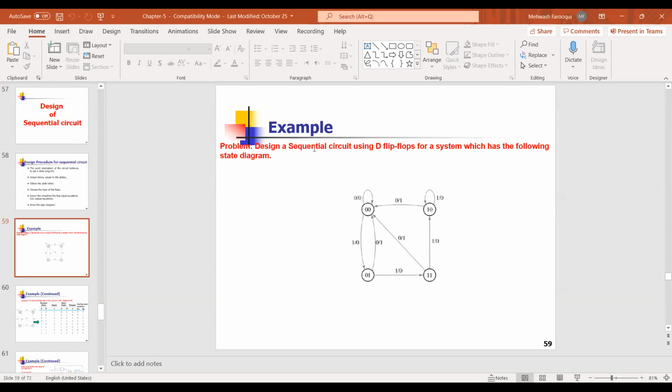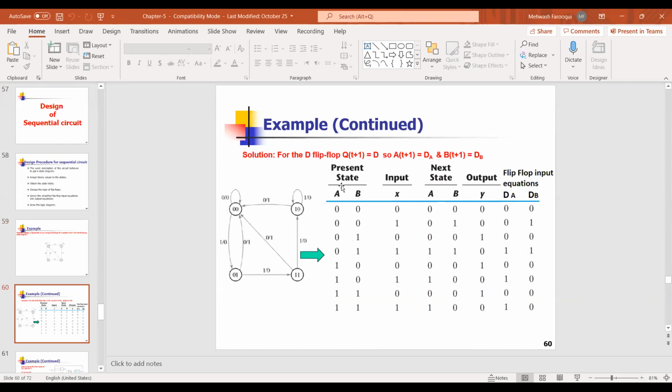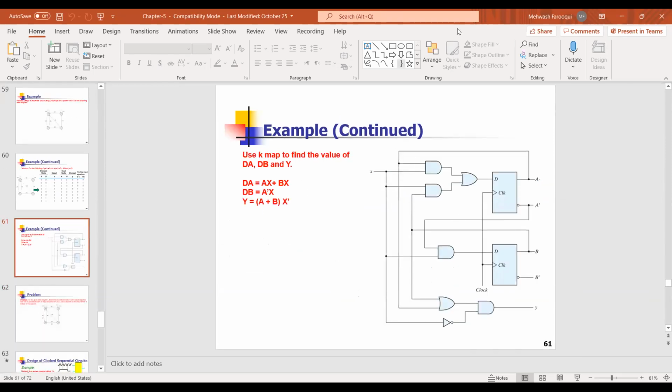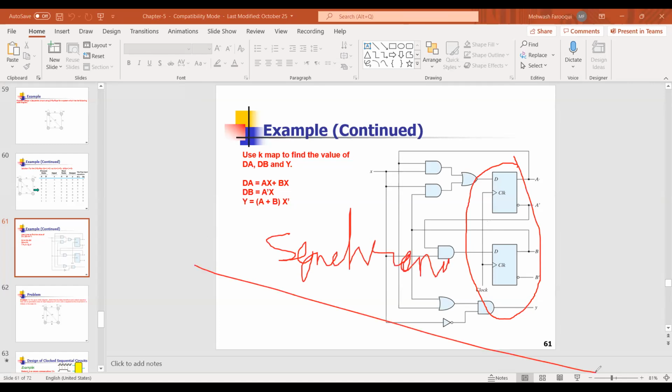Look, design a sequential circuit using D flip-flop. First you have the state diagram. After what I explain you, draw the state table: present state, input, next state, output, then the excitation table for the flip-flop. After that, K-map. Then you draw the circuit and check whether both flip-flops have the same clock or not. Because it has the same clock, it is also a synchronous sequential circuit.